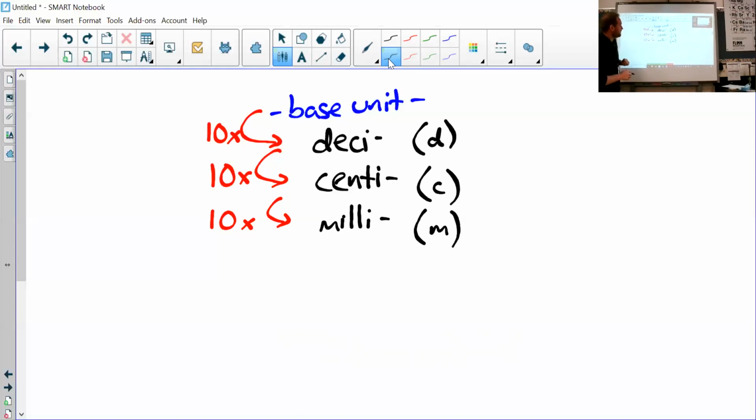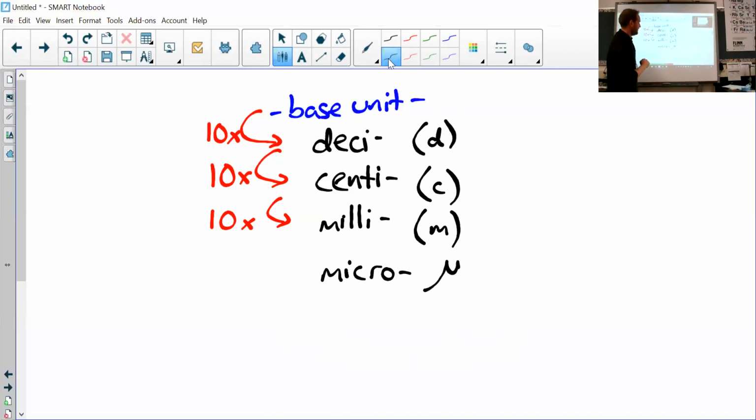All right, if I look beyond milli, the next unit down is going to be 1,000 times smaller than milli. Not 10 times smaller, 1,000 times. And it's micro. Now the symbol for micro is the Greek letter mu. It looks sort of like a lowercase u with an exaggerated tail in the front, kind of like this.